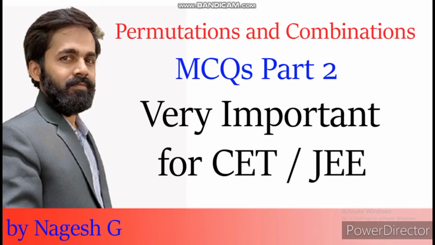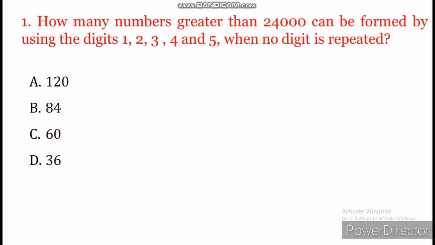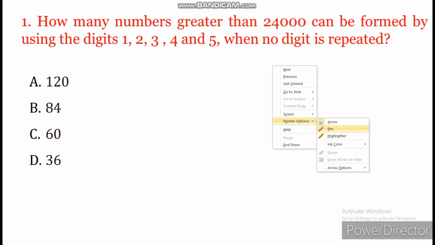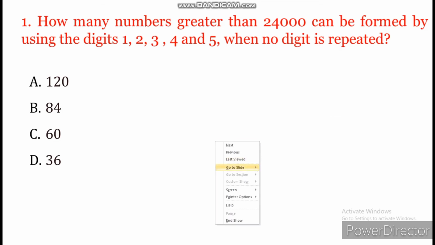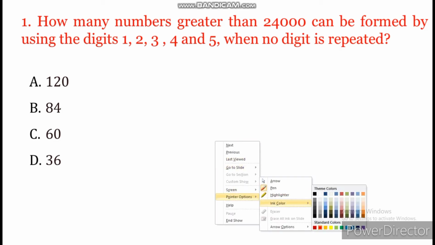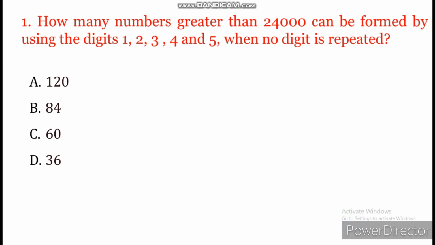In this session, we will continue with MCQs on permutations and combinations. Let's see the first question. How many numbers greater than 24,000 can be formed using the digits 1, 2, 3, 4, 5, when no digit is repeated?